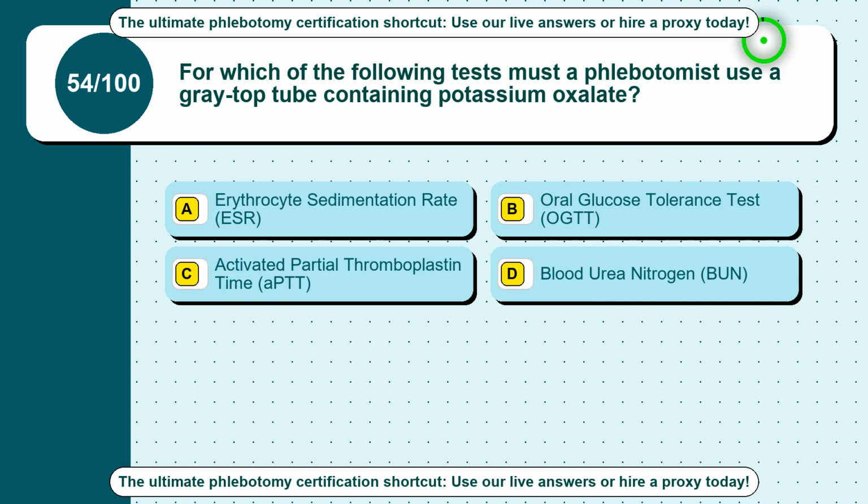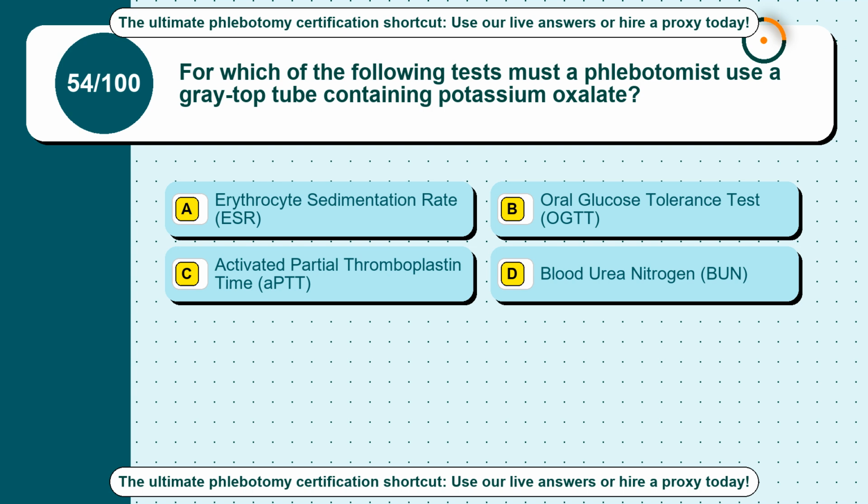Question 54. For which of the following tests must a phlebotomist use a gray top tube containing potassium oxalate? Option A. Erythrocyte sedimentation rate, ESR. Option B. Oral glucose tolerance test, OGTT. Option C.